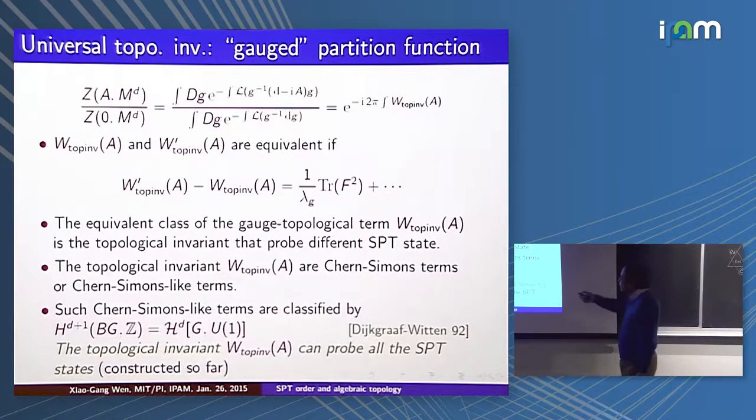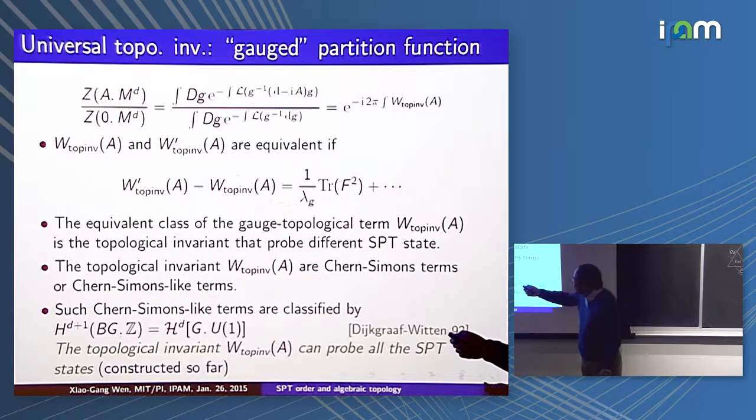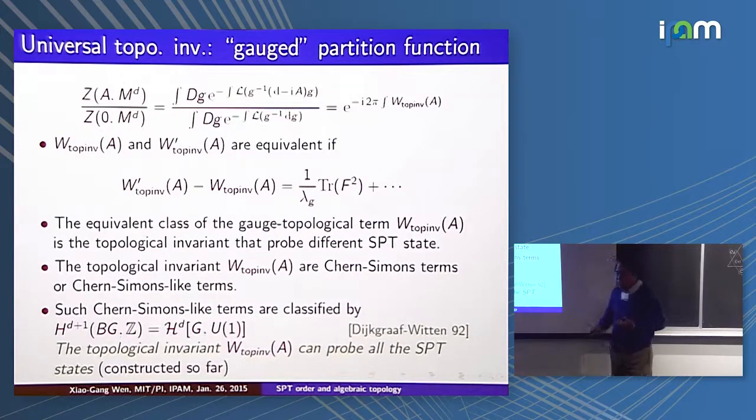So we feel that for a continuous symmetry group, this may be a better definition. From this definition, it's clear that this W is kind of like Chern-Simons theory. The Chern-Simons term is such a term, which is non-trivial because no matter what kind of local term you add, you can never kill the Chern-Simons term.